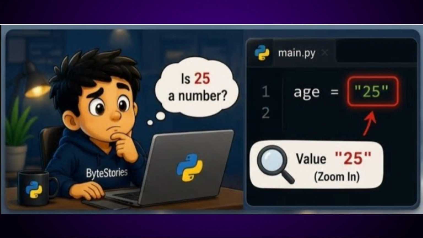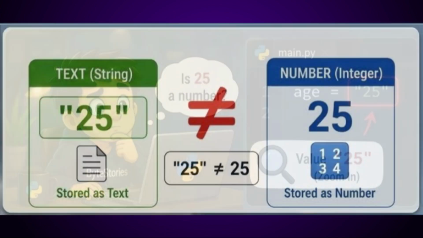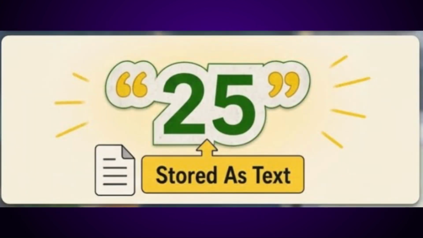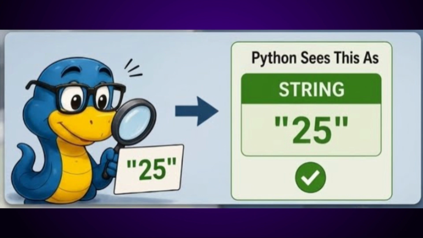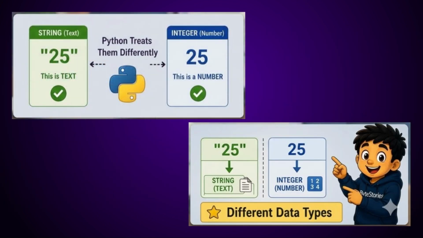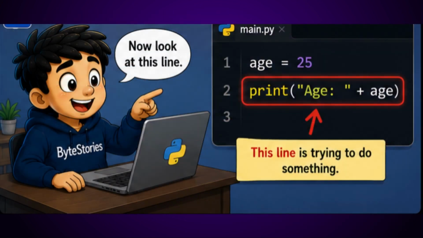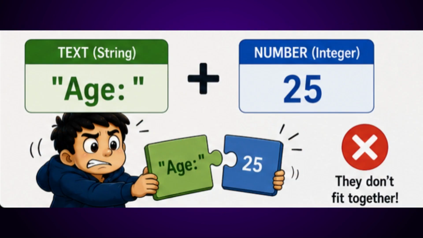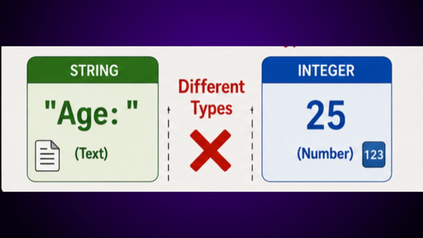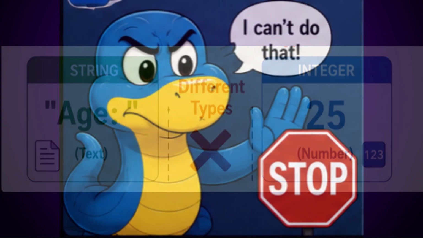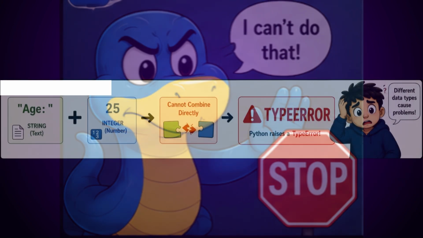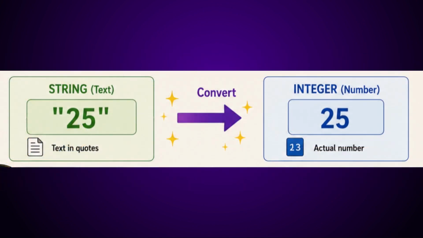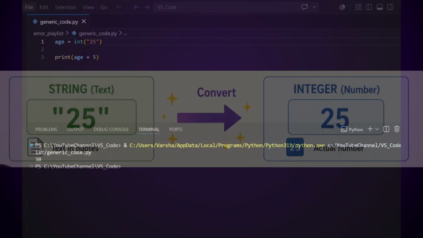In this example, the value 25 is stored as text, not as a number. Python sees this as a string, not an integer. Now, look at this line. Python is trying to combine a text and a number. Those are different data types. So, Python raises a type error. The fix is simple. Convert the string into an integer before using it.